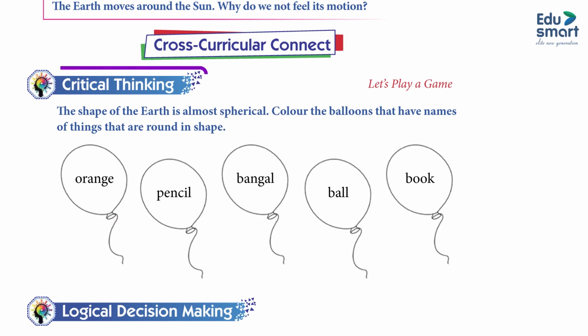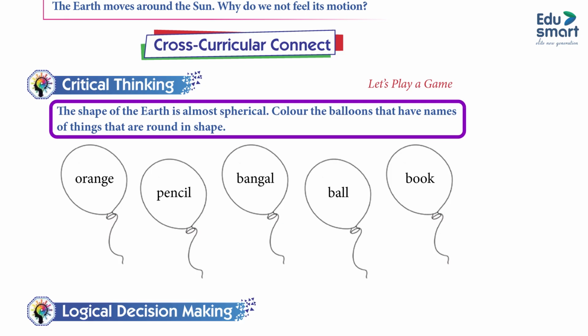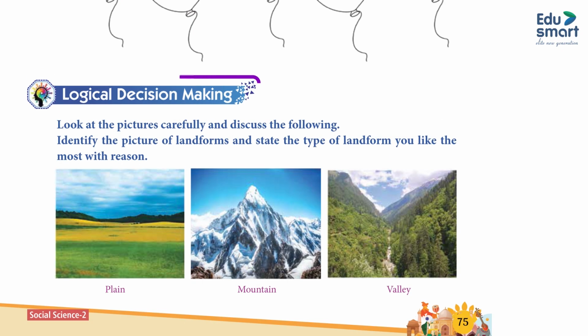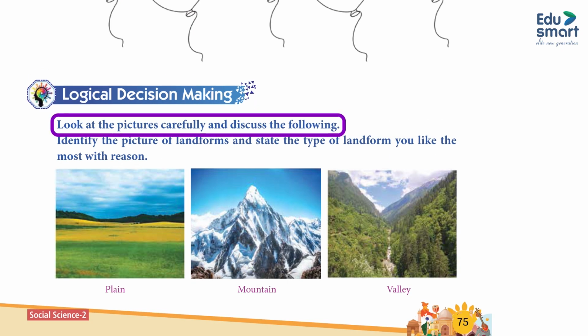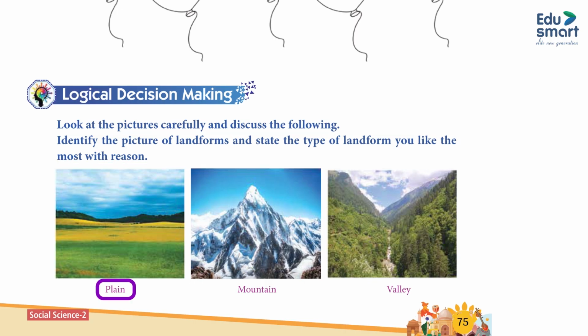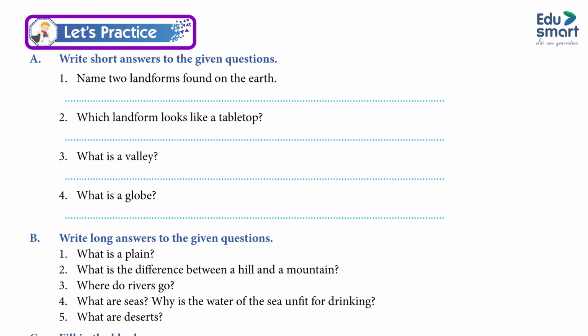Cross-curricular connect. Critical thinking. Let's play a game. The shape of the Earth is almost spherical. Color the balloons that have names of the things that are round in shape: orange, pencil, bangle, ball, book. Logical decision making. Look at the pictures carefully and discuss the following. Identify the picture of landforms and state the type of landform you like the most with reason: plain, mountain, valley.